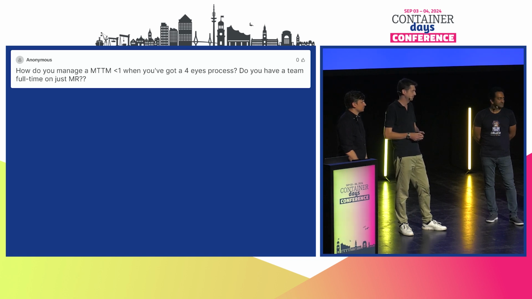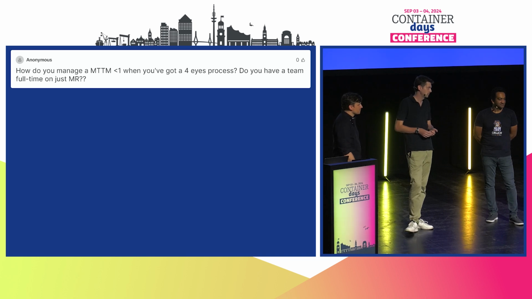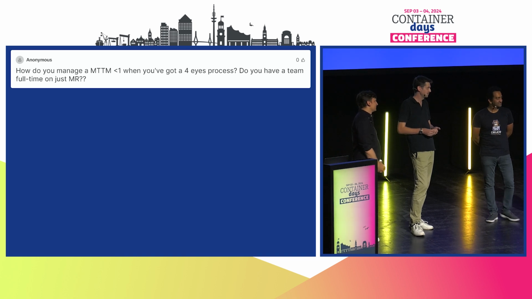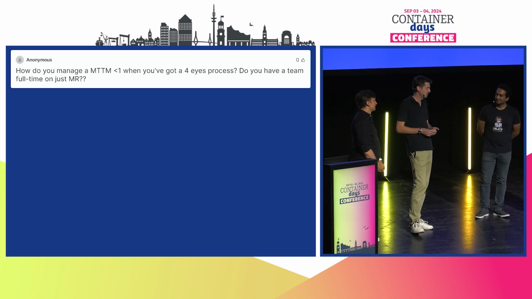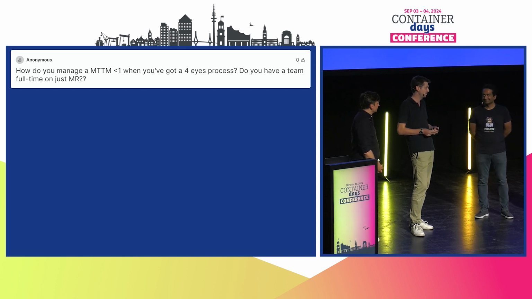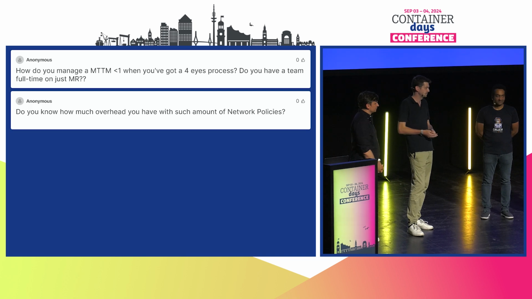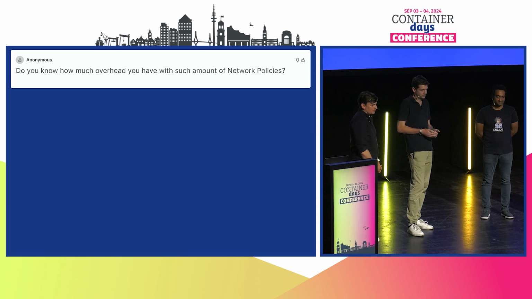Do you specify a minimum or a max for merge requests, so it's not like a 1,000 line change? You cannot create a merge request for a 1,000 lines change, because then obviously that would take a lot longer. Yeah, there are no merge requests which are that big, because in that repository we have namespace definitions and some network policies. Okay, thank you. Another one.